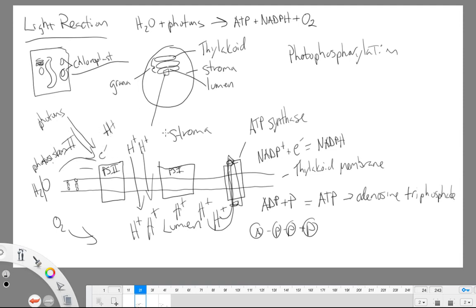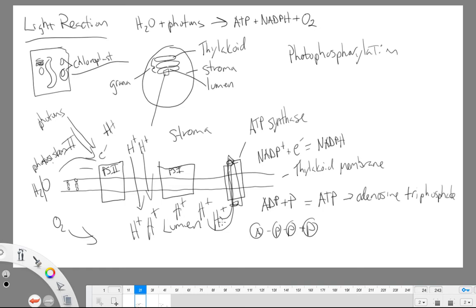That electron moves along this chain. It eventually gets accepted by this NADP to create NADPH. Through that process, it pumps hydrogen protons into the lumen from the stroma. Eventually, the buildup of these hydrogen protons, they want to make their way back out through the stroma.